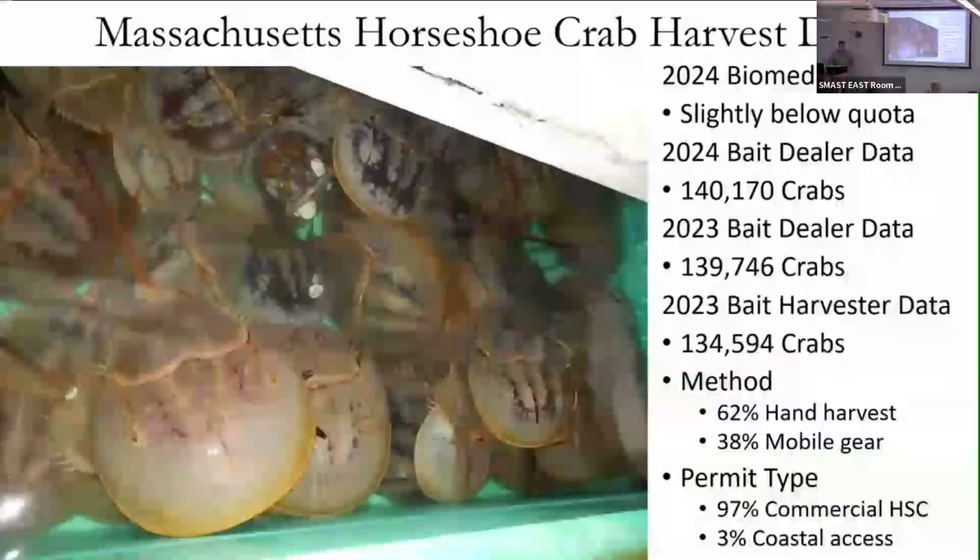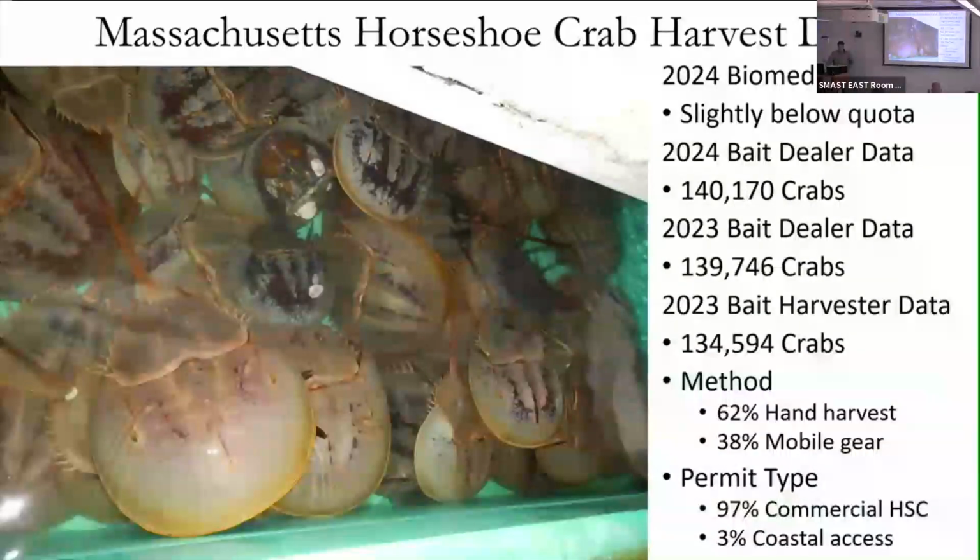For bait dealers, they hit the quota, about 140,000 crabs. There were 170 crabs over. In 2023, they also almost hit the quota of 140,000 crabs for bait. The harvesters reported about 135,000 crabs.